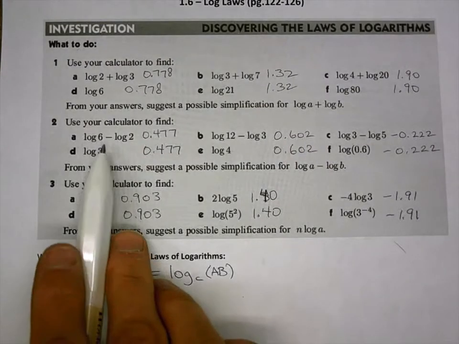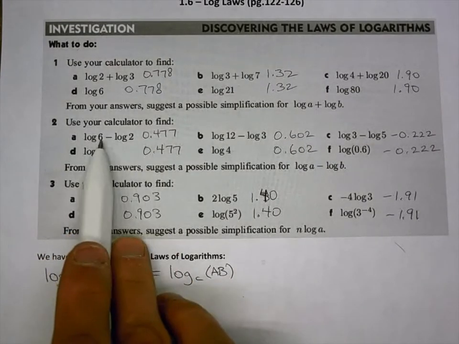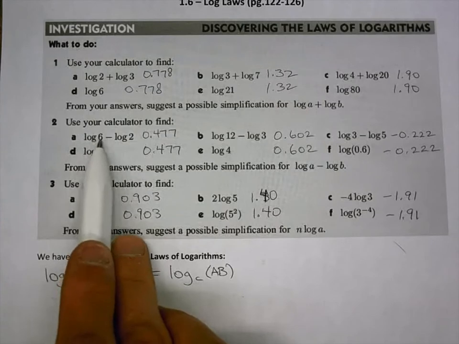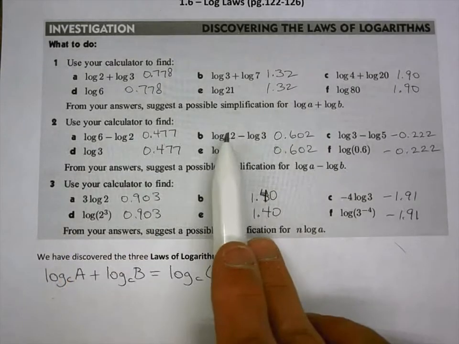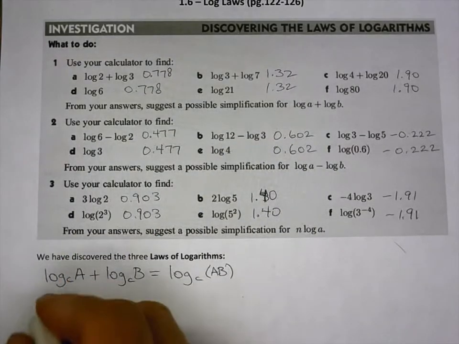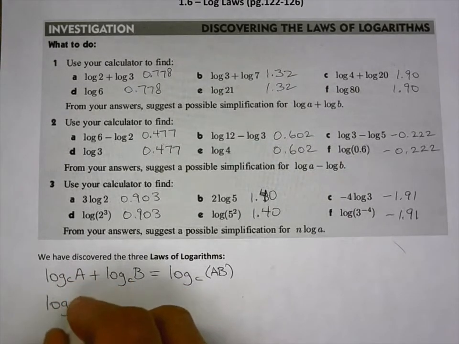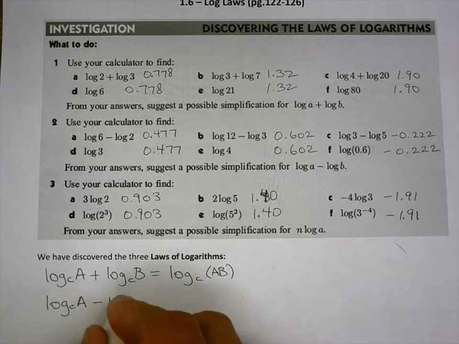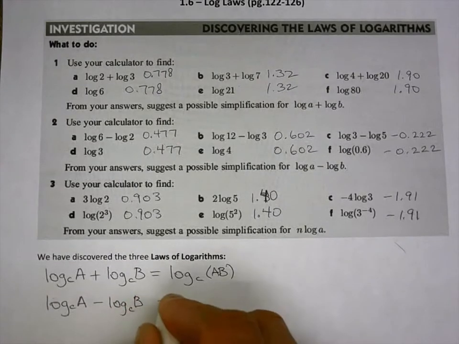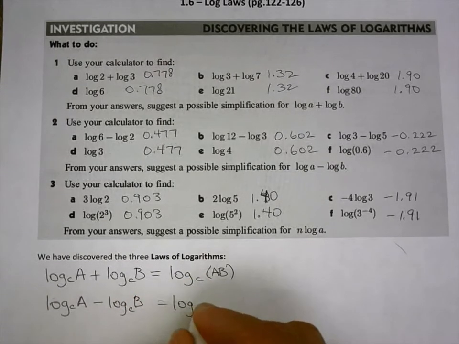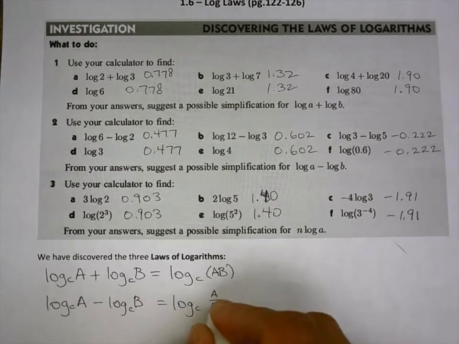Similarly, if you're subtracting logs, you can actually just divide the arguments. 6 divided by 2 gives you 3, 12 divided by 3 gives you 4, etc. So this is log A base C minus log B base C. This is going to be log of A divided by B, base C.